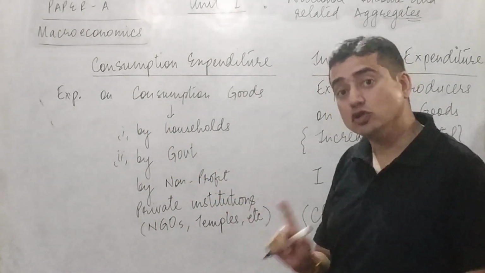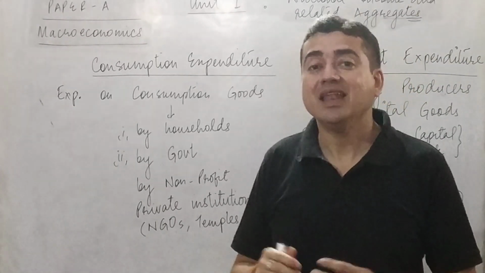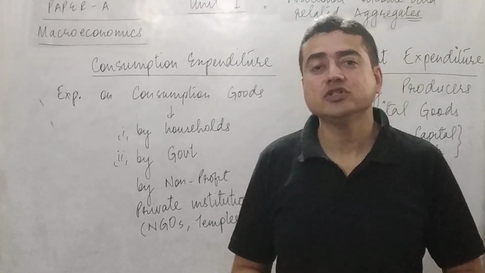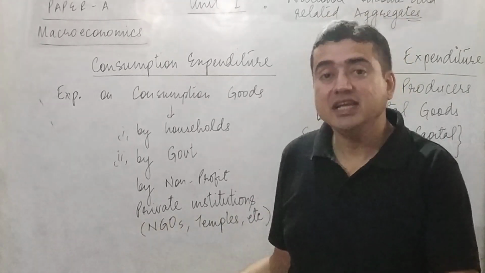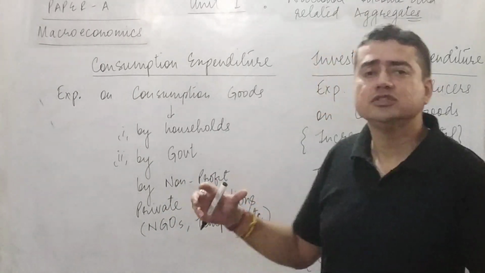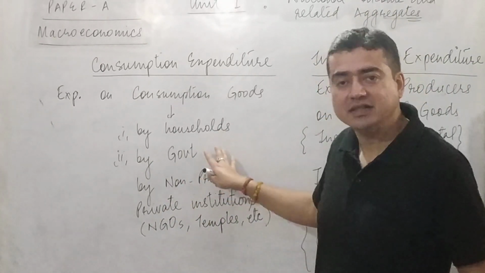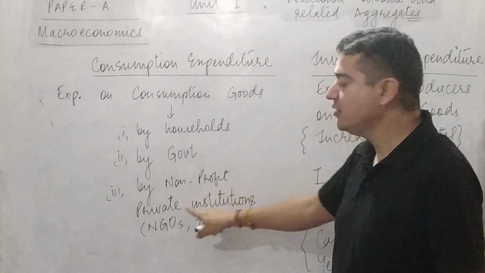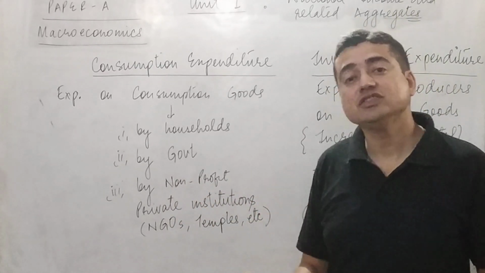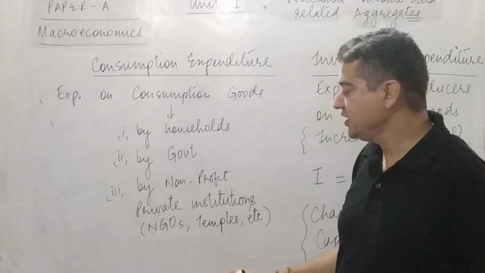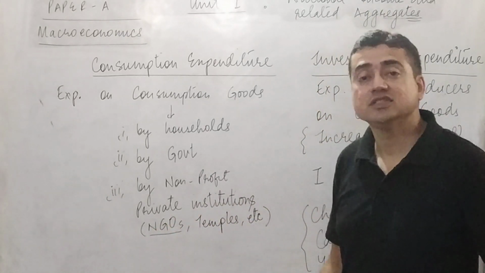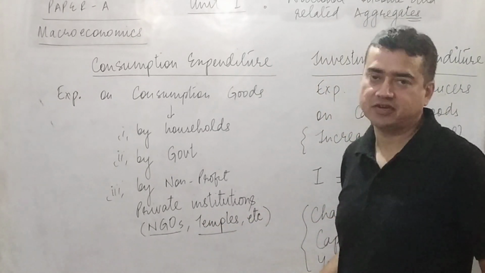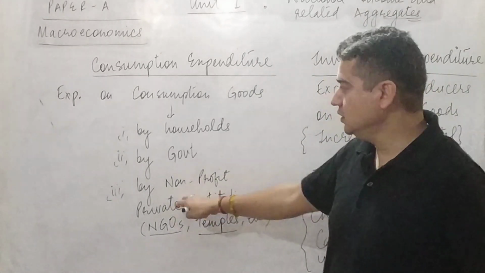Now see, government also consumes goods and services, like defense equipment, like construction of roads, buildings, etc. Government needs some goods and services. So such goods and services constitute the consumption by the government. And similarly, there is another consumer group which is non-profit private institutions. Organizations, so-called NGOs could be the example, which consume goods and services for welfare of the society. Similarly, temples, mosques, etc. are also under this category.